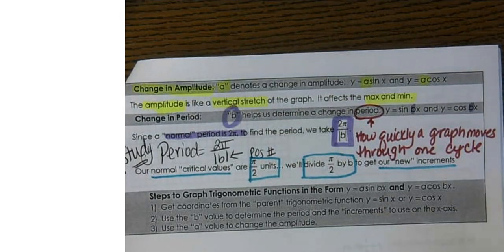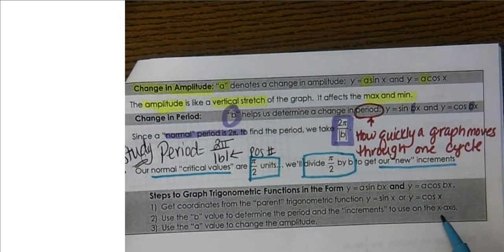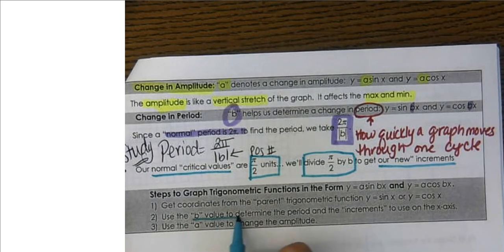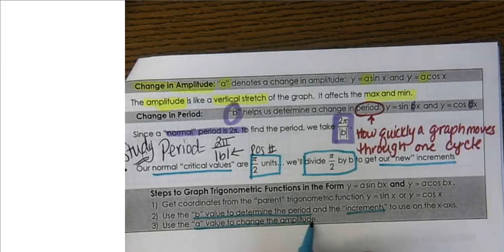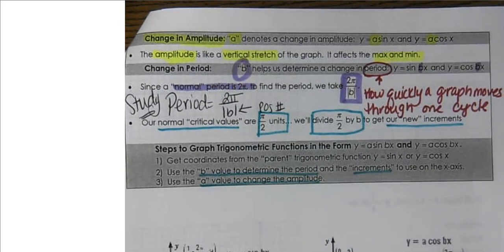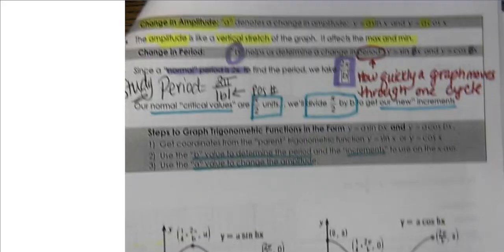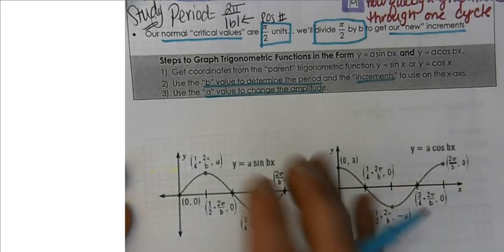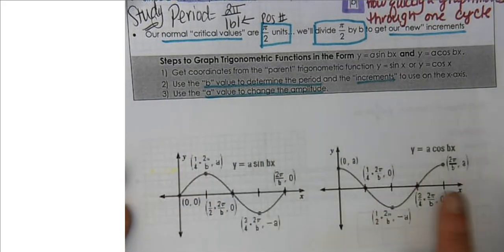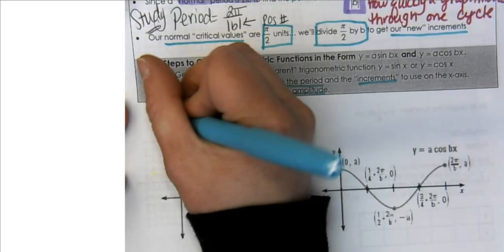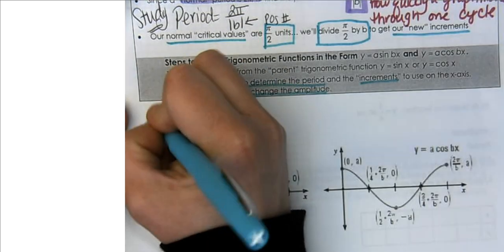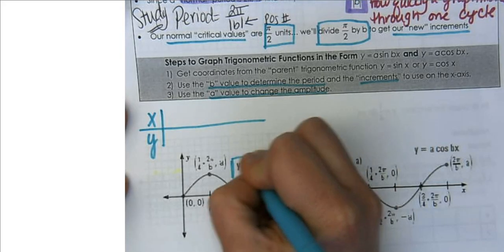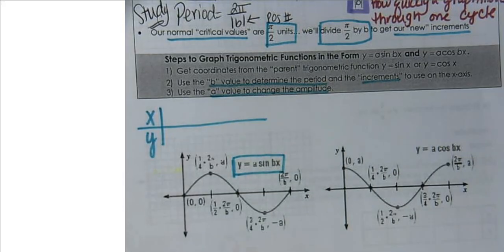So you're going to get your coordinates from your parent function, and then we're going to be making changes based on the b values to come up with our new increments, as well as our a value, and discuss your change in amplitude. So what that's going to look like is this. What I have is a general sine function and a general cosine function. And I am going to create a table of values, x's and y's.